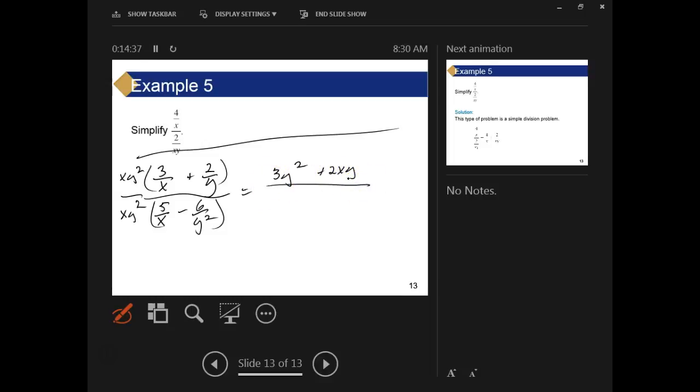Fantastic. And in the denominator, when you distribute this across to here, what goes out? 5y squared. Perfect. Okay? 5y squared minus, what's your signs? 6x. All right.